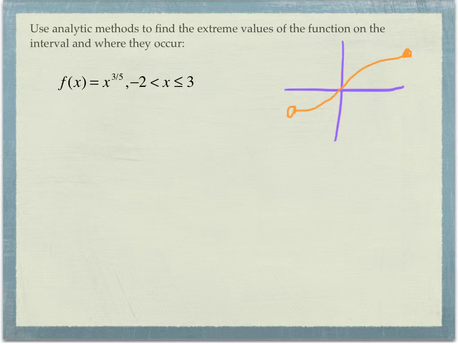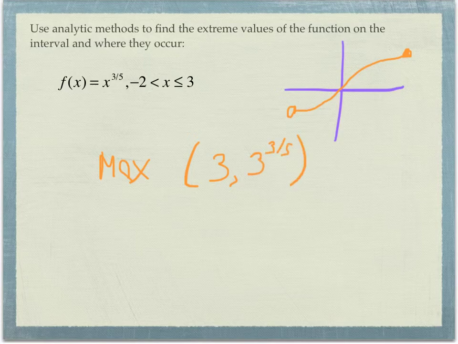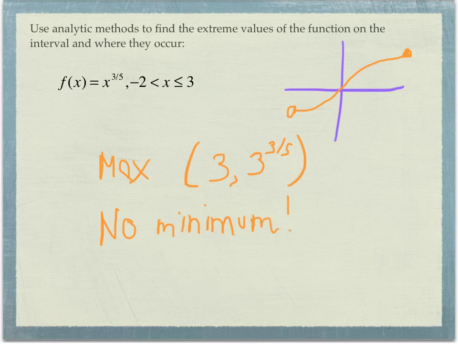And so, again, since I'm running short of time, I'm going to quickly say that my maximum value is going to be there at 3. So my maximum value is 3. If I put 3 to the 3/5, whatever that ends up to be, that's going to be my y value. And what about my minimum value? Is it going to be the left endpoint? No, because of that open circle. So in this case, actually, there is no minimum value, no extreme value that's a minimum in this case.